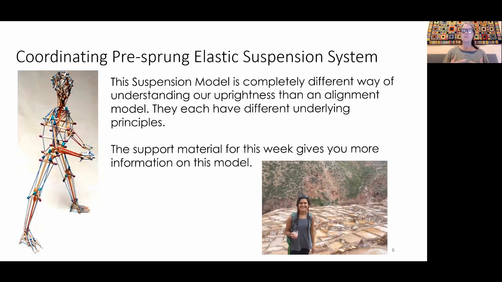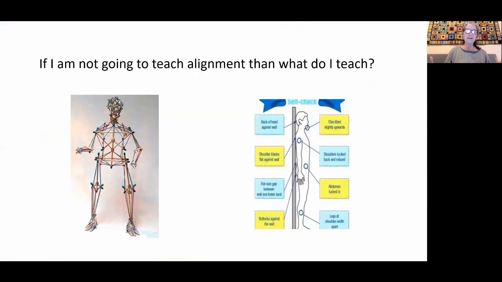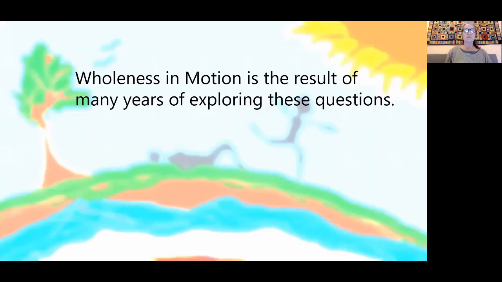The suspension model is a completely different way of understanding our uprightness than an alignment model. They each have different underlying principles. The support material for this week gives you more information on this model. For me, it was answering many questions I had, and so I needed to test it out. And if it was true, what do I do and how do I teach? If I'm not going to teach alignment, then what do I teach? Wholeness in Motion is the result of many years of exploring these questions.